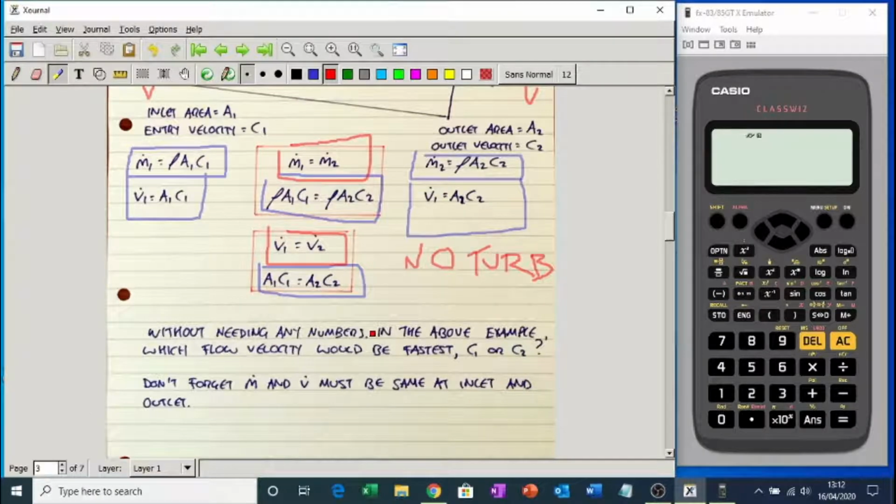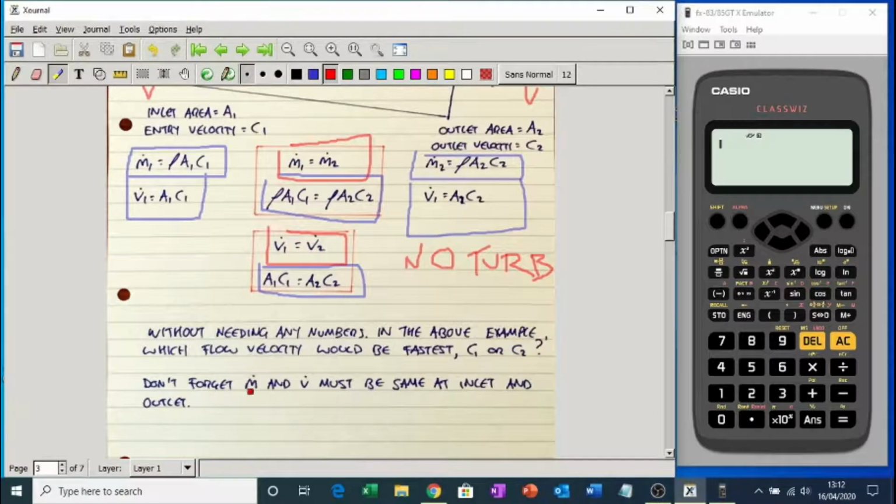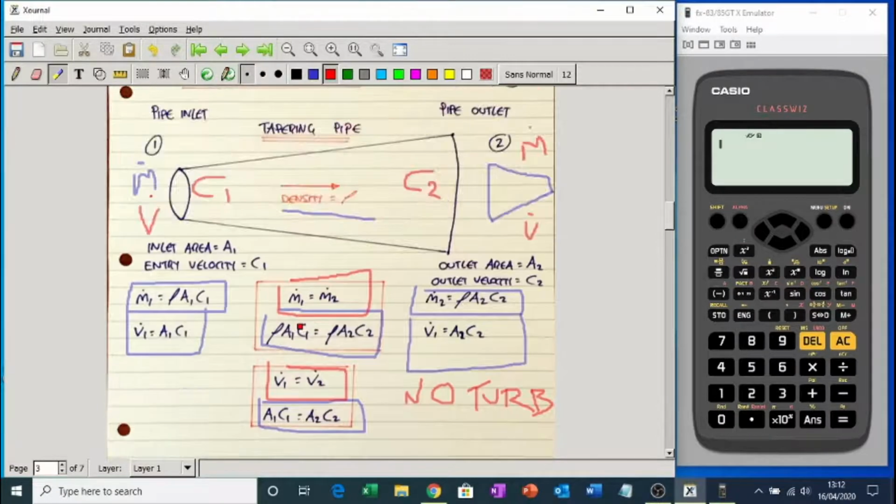So without needing any numbers, in the above example, which flow velocity would be fastest? C1 or C2? So there's C1 and there's C2. Which one's going to be fastest, assuming that mass flow rate and volumetric flow rate will be the same? There's a bigger area there, smaller area there. So which speed is going to be fastest, this one or this one? I leave that to you to think about.